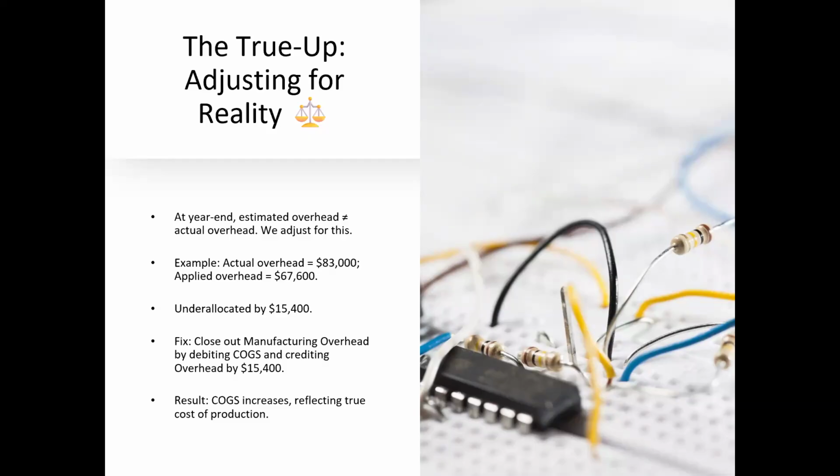I always tell my students this: your manufacturing overhead account is more or less a suspense account. At the end of the financial year, you close that account off. And the way you close it off is to reconcile the account by the under-allocated or over-allocated overhead. In this example, when we debit the cost of goods sold, that will increase our cost of goods sold by the under-allocated amount, and that will reflect in the production cost of the manufactured products.